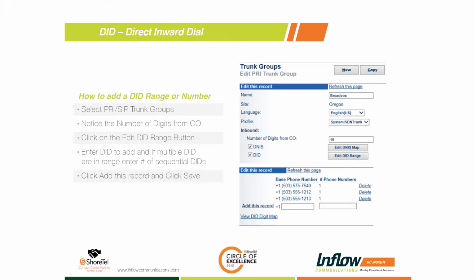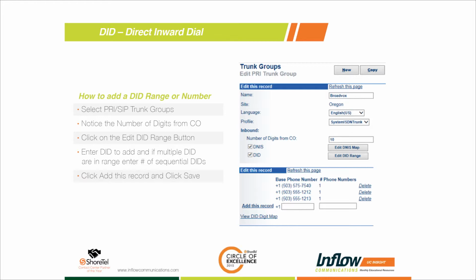And this is important to know when we go to add in DIDs, is if it says 10, we're going to use the full 10-digit phone number of that DID. If it were to say 4, we're only going to use the last 4 digits of the telephone number to put into the system.